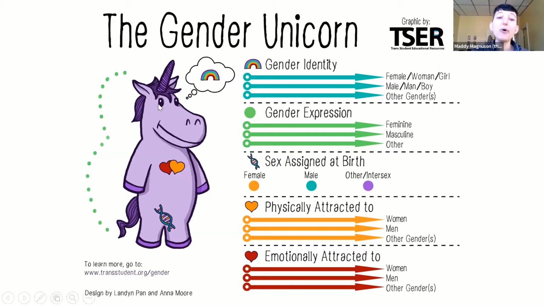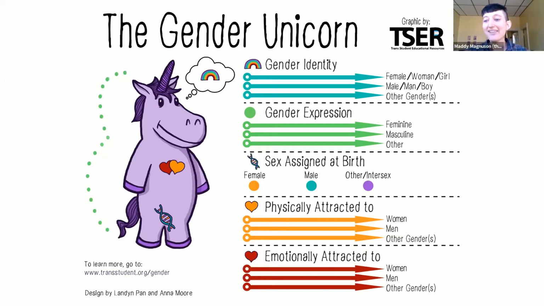You'll see pointing to the unicorn's head is a little rainbow, and that is representing gender identity. So we all have a gender identity, right? And I'll get to more of that. And then you'll see down here the double helix between the unicorn's legs, right? So that's maybe representing chromosomes or genitalia or reproductive organs, things like that. That's sex assigned at birth. In our culture, people are assigned either male or female, usually based upon external genitals. So is there a penis or is there not a penis?